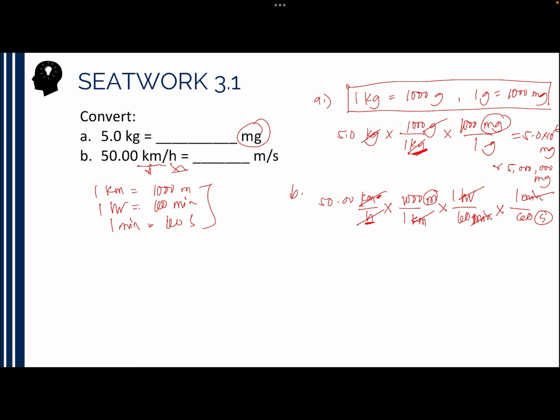So 50 times 1,000 times I divide 1 over 60 times 1 over 60. So the answer for this one is 13.89 meter per second. So we have 5,000 and then 13.89.